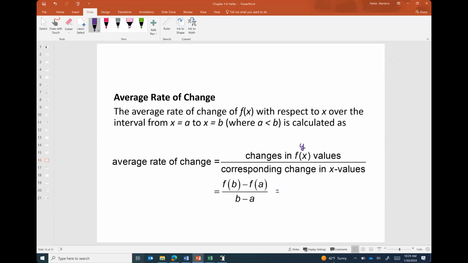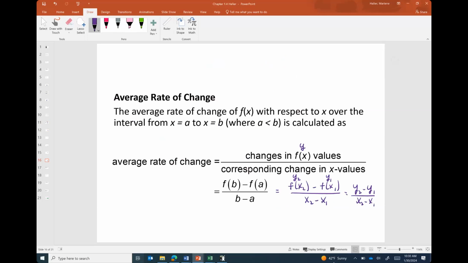And oftentimes we think about these values of these inputs as x values. So you may also see this as f of x2 minus f of x1 over x2 minus x1. And this is simply the equation for the slope, right? Because f of x2, that's just function notation for y2. F of x1 is just function notation for y1. So it's the same thing as y2 minus y1 over x2 minus x1, right? Where x1, y1 are the coordinates of one point on this graph, and x2 and y2 are the coordinates of a second point on this graph.